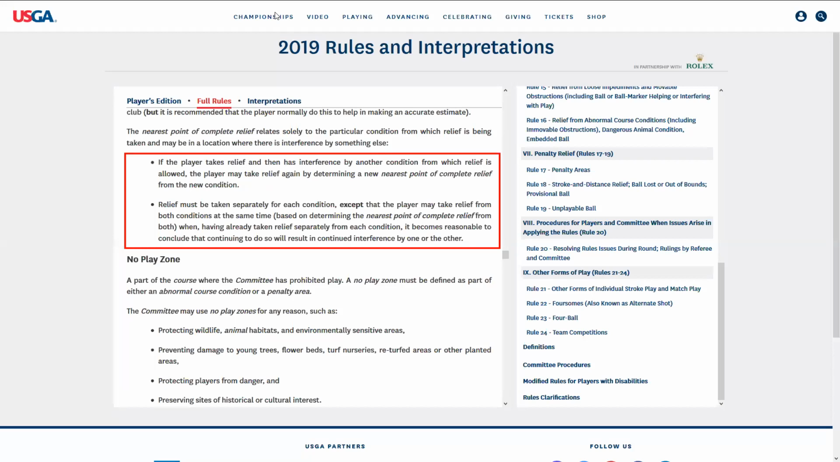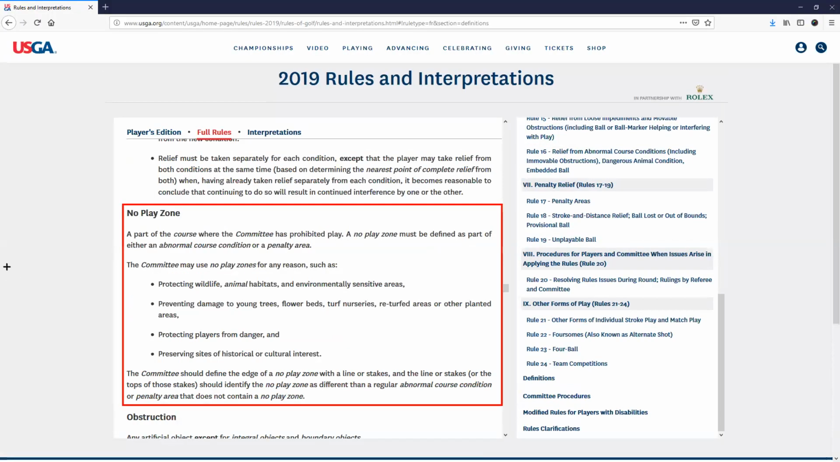All right, no play zone. Right underneath it. A part of the course where the committee has prohibited play. A no play zone must be defined as part of either an abnormal course condition or a penalty area. So notice that the no play zone has to be in one or the other, either an abnormal course condition or a penalty area. And the committee may use the no play zone for any reason. Notice one of them is an environmentally sensitive area, but you can do it for other reasons.